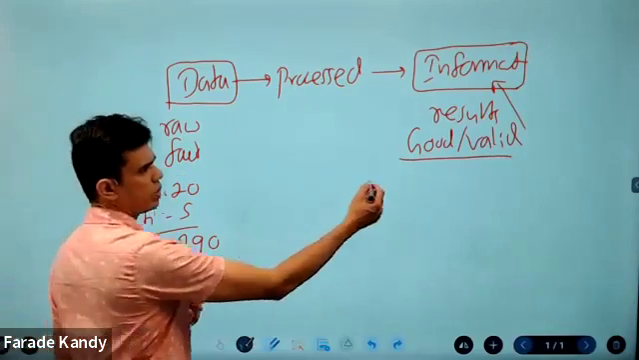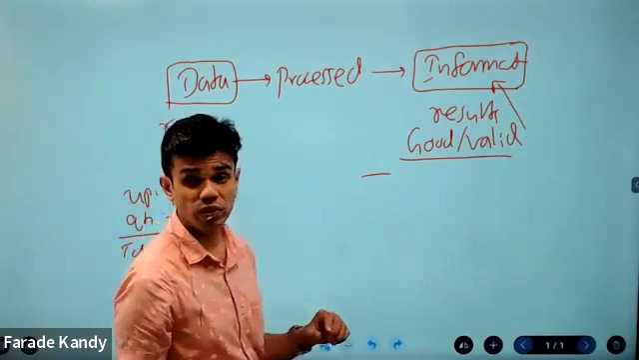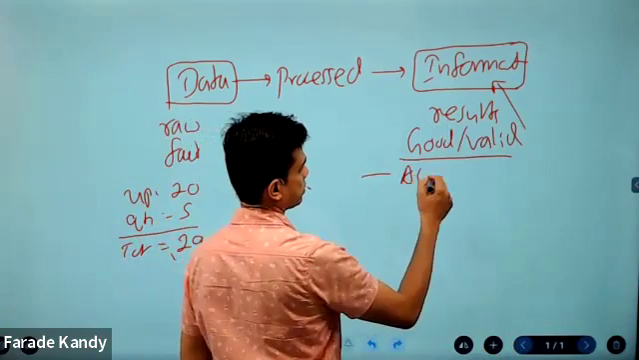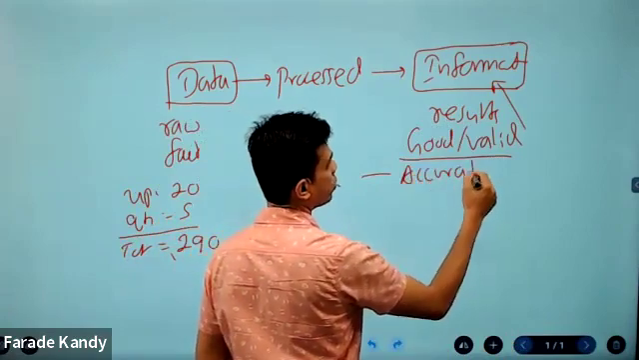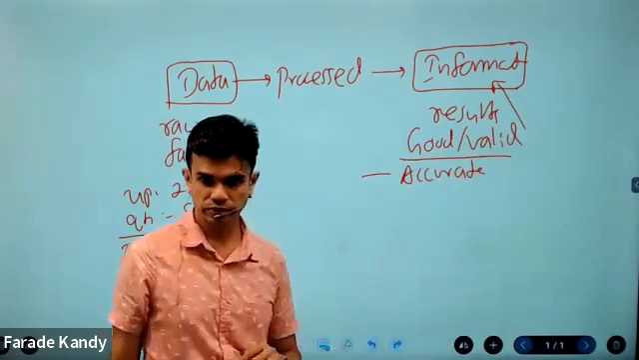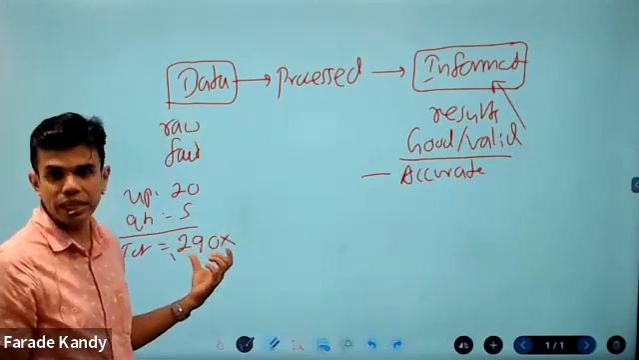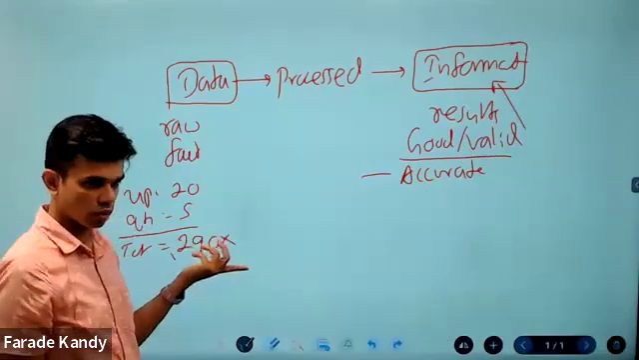And if the information is to be good, what is one feature we expect? It has to be accurate. If it is not accurate, we don't say it is valid or good information. We got the information, but the way we did that is completely wrong.